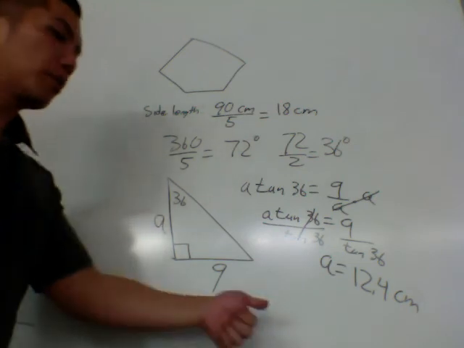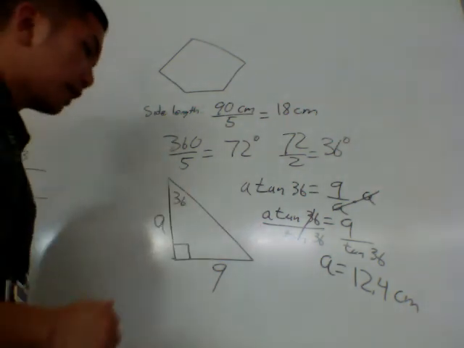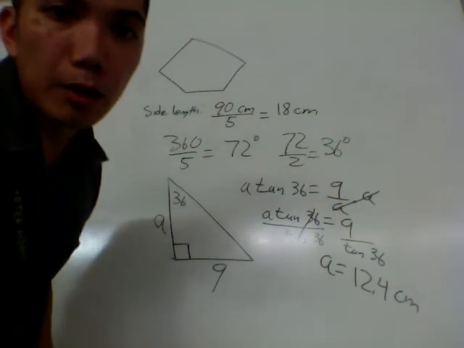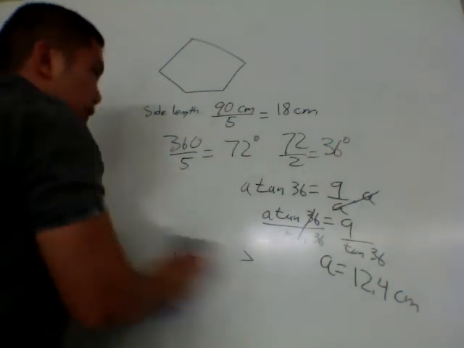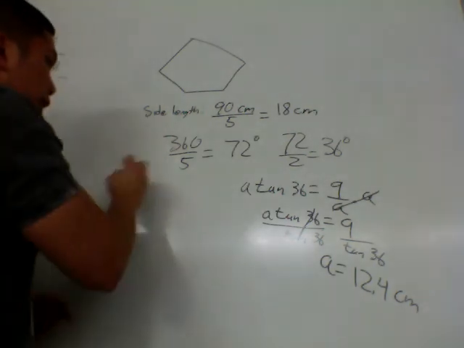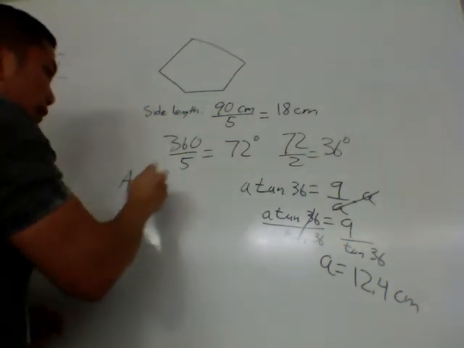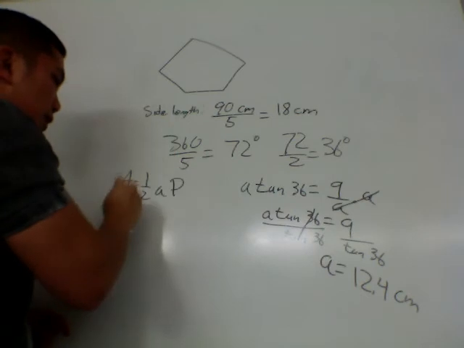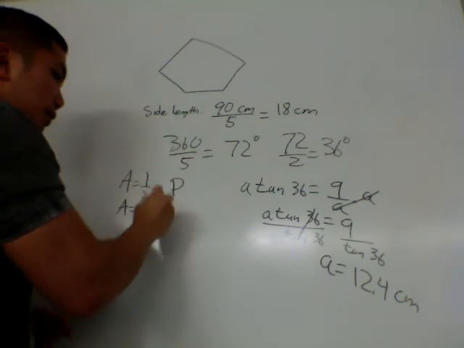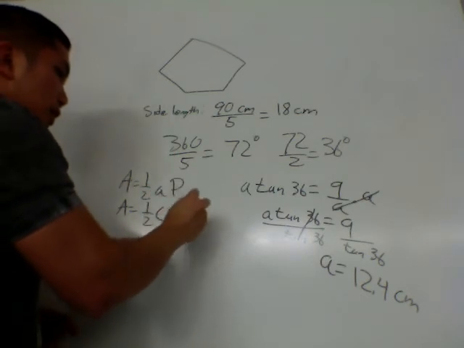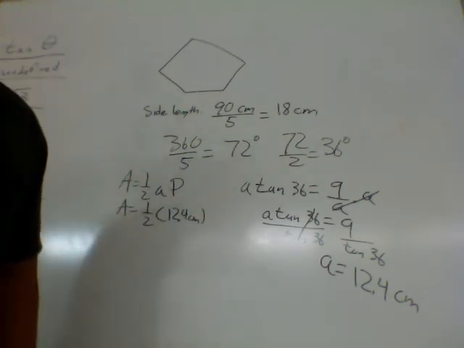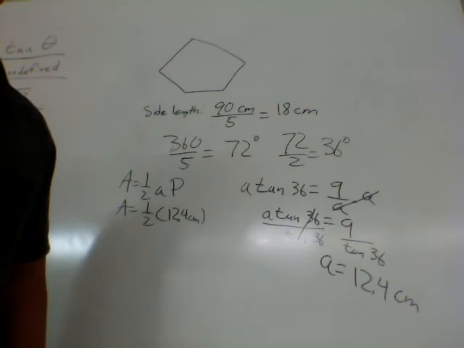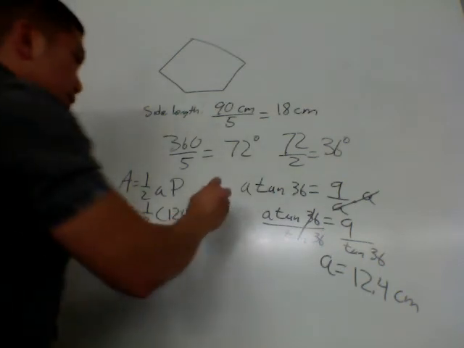So now you have your apothem and you have your perimeter, so you could just plug it into the formula. So what I'm going to do is I am going to erase this so you could just see what I'm doing now. So area is equal to 1/2 apothem times perimeter. Area is equal to 1/2 12.4 centimeters. And my perimeter is 90 centimeters.